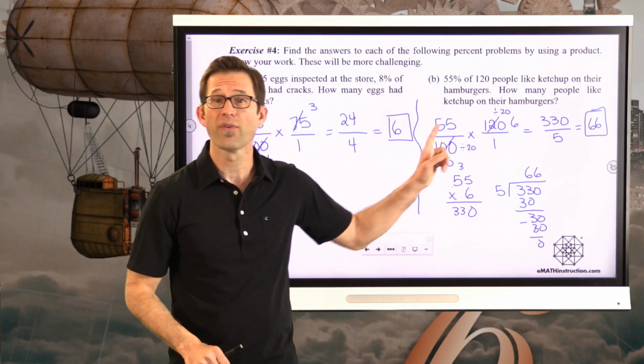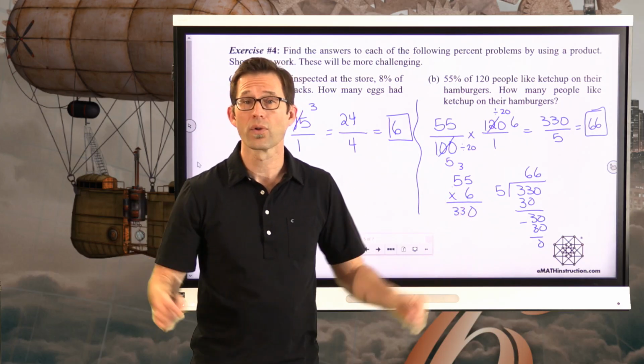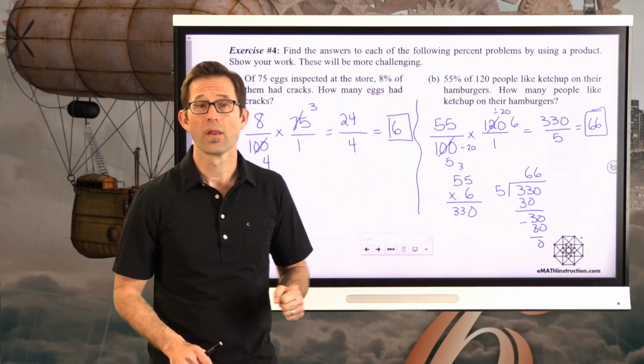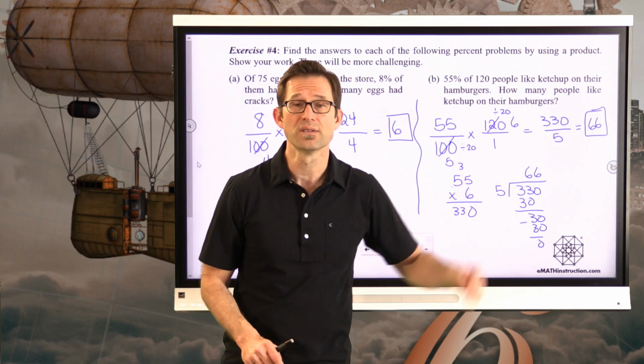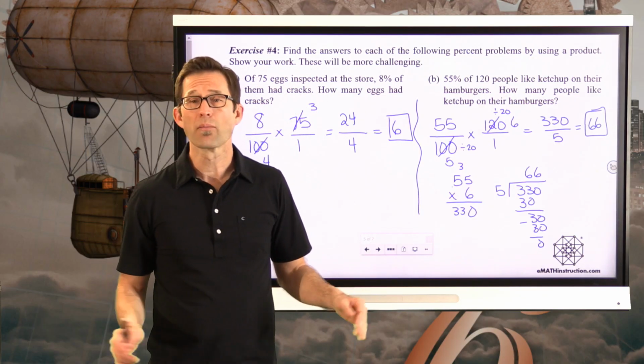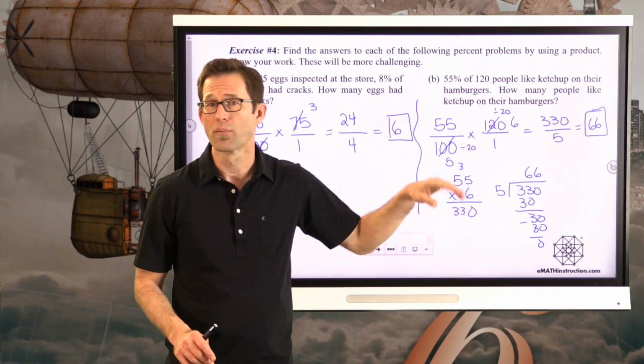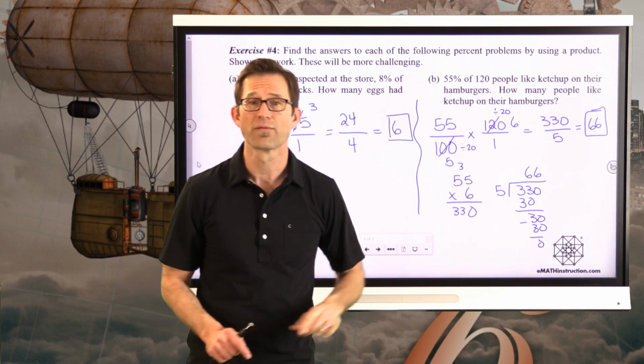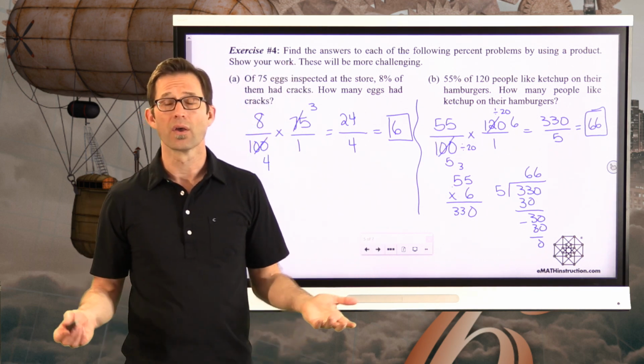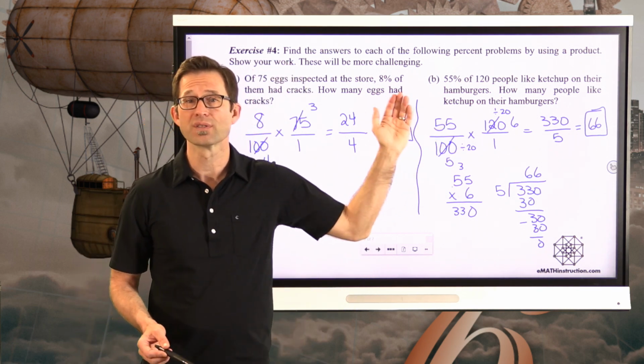Now, if you got 66 in a different way, that's great. If you did 55 times 120, got a rather large number, and then divided that large number by 100 and got 66, that's awesome. Remember, when we multiply a fraction by a whole number, or think of it as a fraction times a fraction, there are a lot of different ways we can go about it. We could do the division first, then the multiplication.